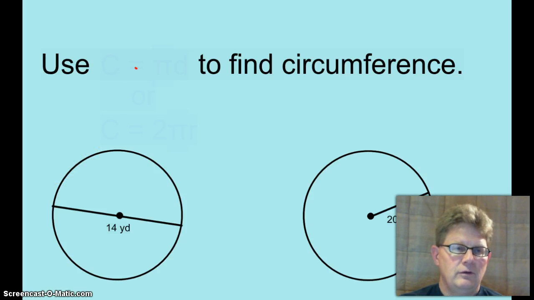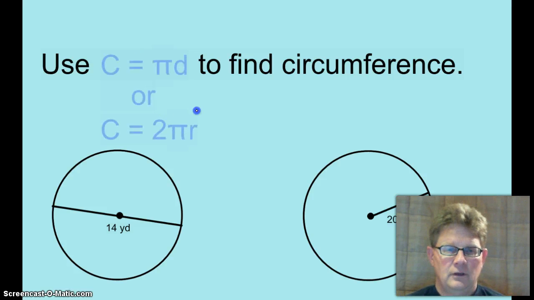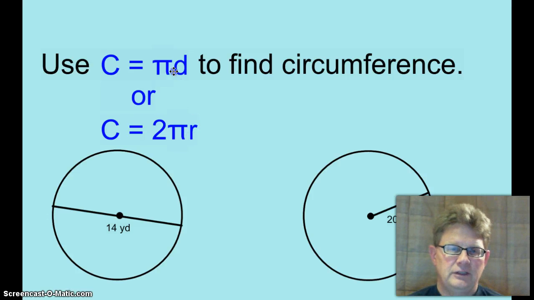Whoops, I didn't want to do that, really. What I wanted to do was select this. Use C equals pi times diameter, or C equals 2 times pi times the radius, because of the mathematical relationship between a diameter, the distance across the circle, and a radius, the distance from the center to the circle. The diameter is twice as big, or the radius is half as big, depending on which way you go.